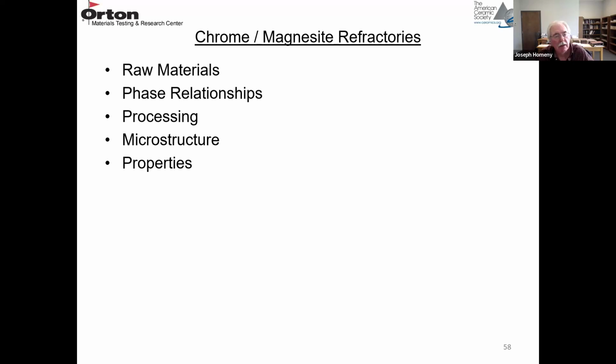Good morning again. We have three more types of refractories to finish up basic refractories: the chrome magnesite, the phosphorite, and the spinel. So again, it's always the same format. We'll look at the raw materials, the phase diagrams, how these materials are made very briefly, what the microstructure looks like, and a couple of the important properties.